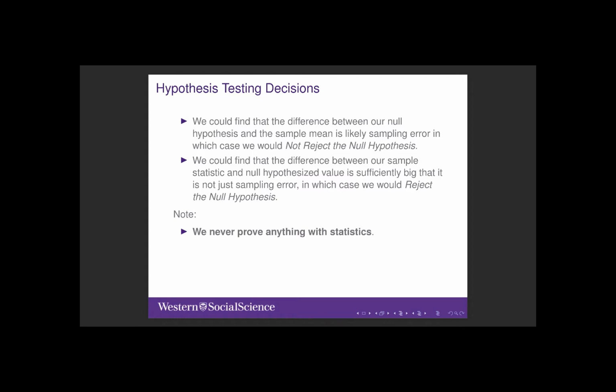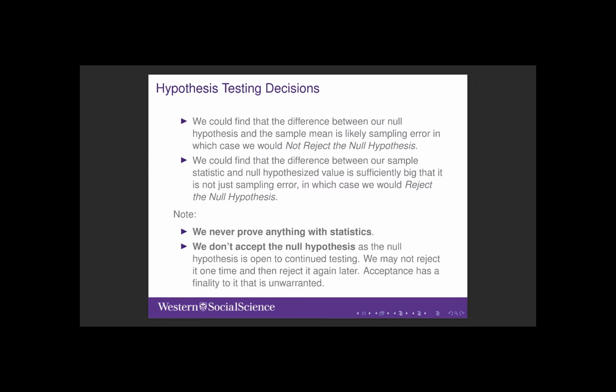I want to be really clear that we never prove anything with statistics. Because of the uncertainty involved in our inferences, that is, we don't know whether differences are random or systematic, we cannot claim to have proved anything. Proof requires complete certainty. We can prove things with math, but not with statistics.